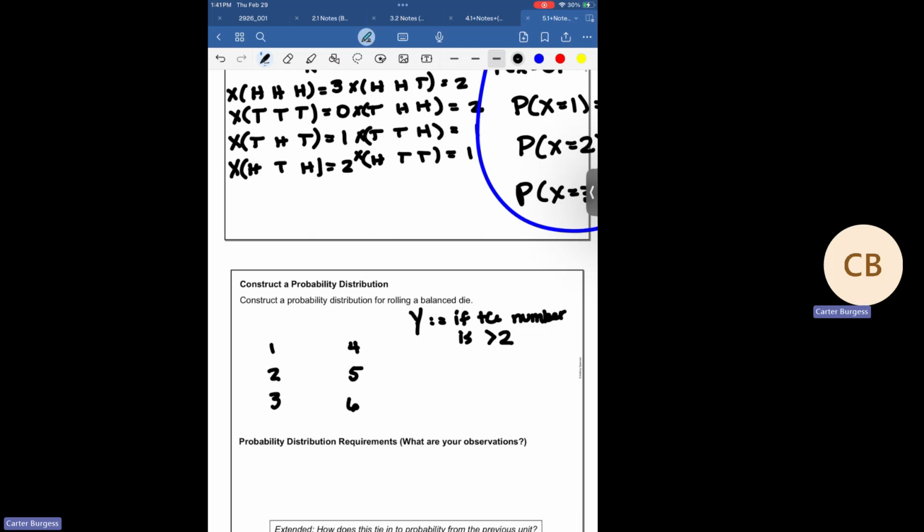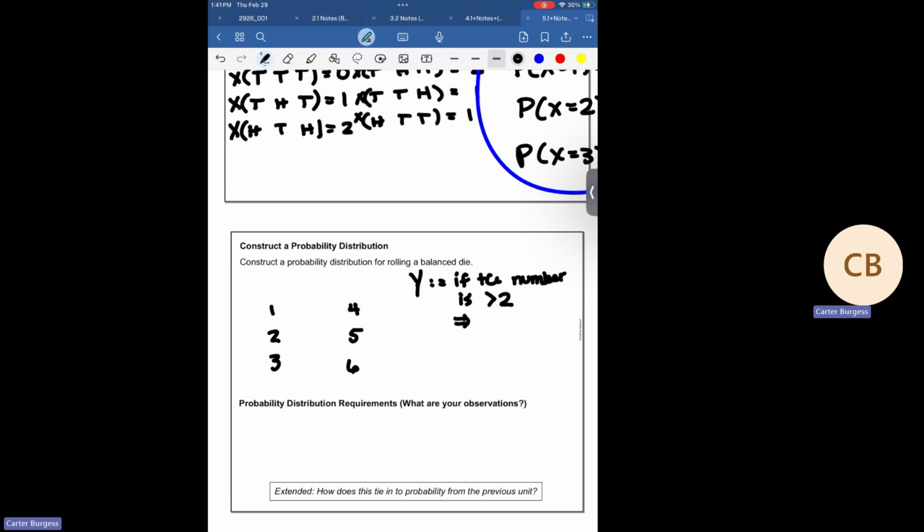So maybe our random variable will be 0 if it is less than or equal to 2, and it will be 1 if it is greater than 2. Which is just essentially our way of saying yes or no, right? So if it's 1, that means yes. If it's 0, that means no.